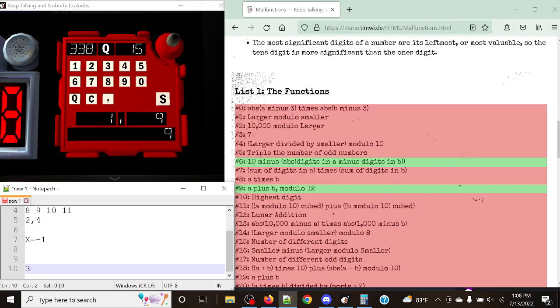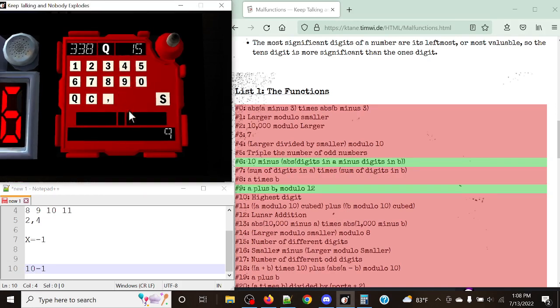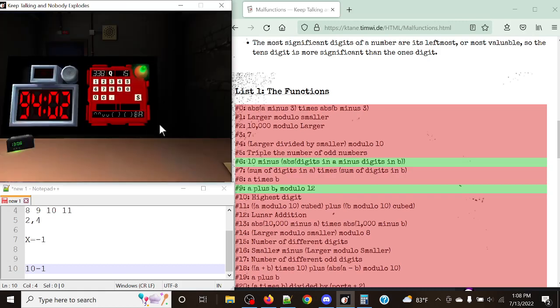So 3 minus 2 is going to be a 1. It's already absolute value, it's already positive. And then we're going to do 10 minus 1, which in this case is going to give us a result of 9. We're going to hit clear, enter in 9, and now with this result in the bottom function here, we're going to hit the submit button, and just like that, it is a solved module.